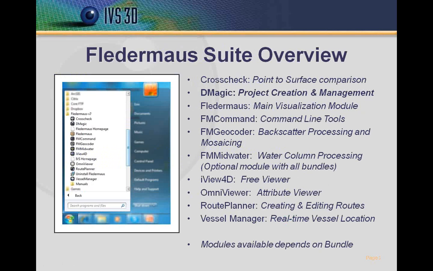So just briefly to go over the Fledermaus suite. The Fledermaus is a suite of software, and if you were to open your Start menu and look under Fledermaus version 7, this is the list you would see, a long list of software. And you may or may not use a lot of these different modules. On the right is a list of what each of them does. The most basic core modules are DMagic and Fledermaus. Today we'll talk about mostly DMagic, but Fledermaus is probably the most important module. That's where all the visualization occurs. But we do have a lot of other modules that do specific tasks, and most of them are doing tasks to prepare data to go into Fledermaus.